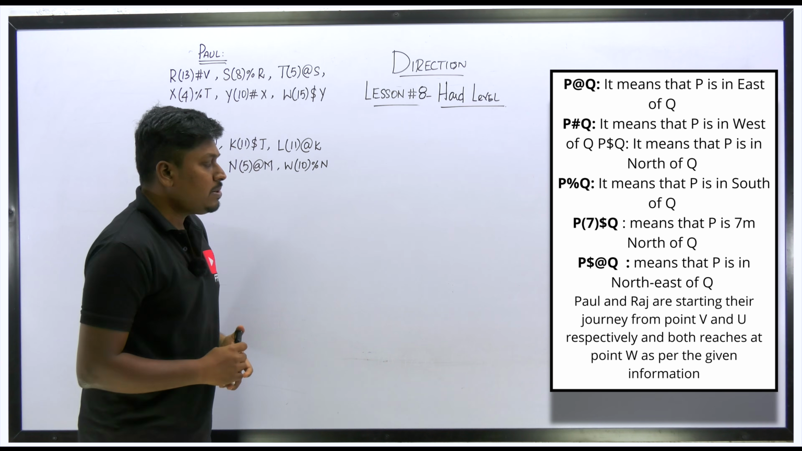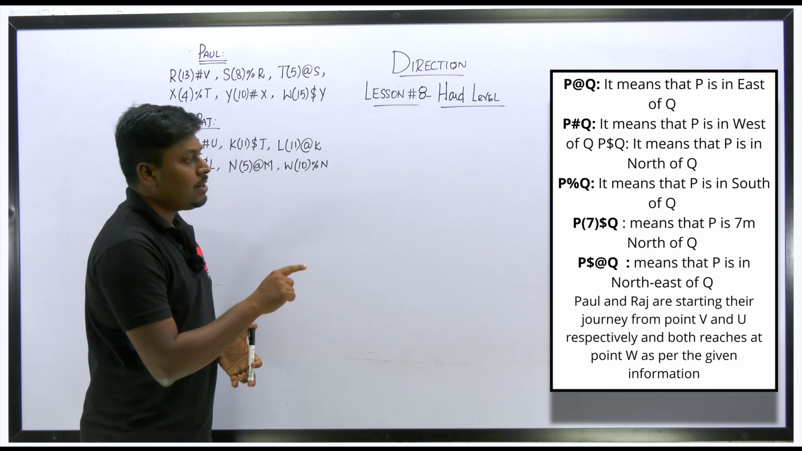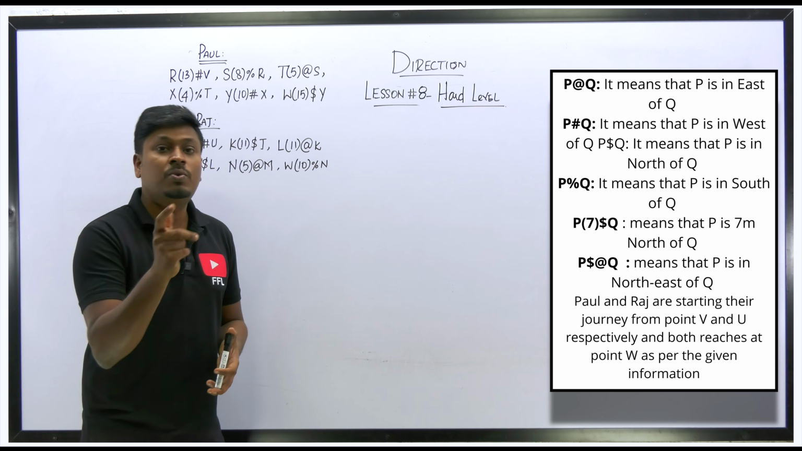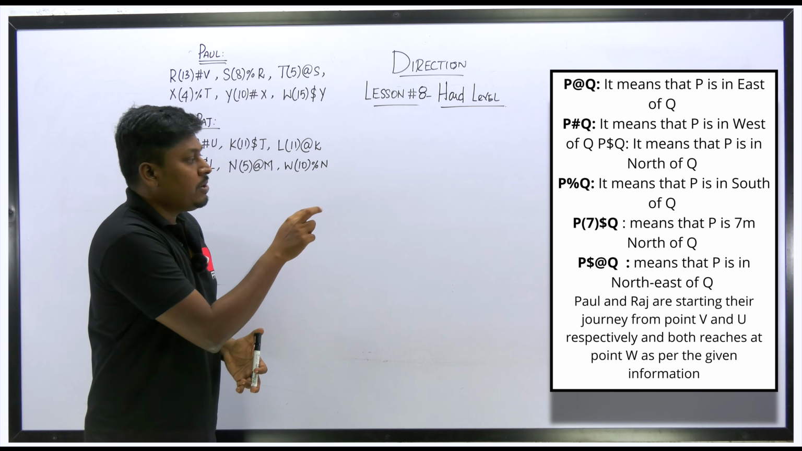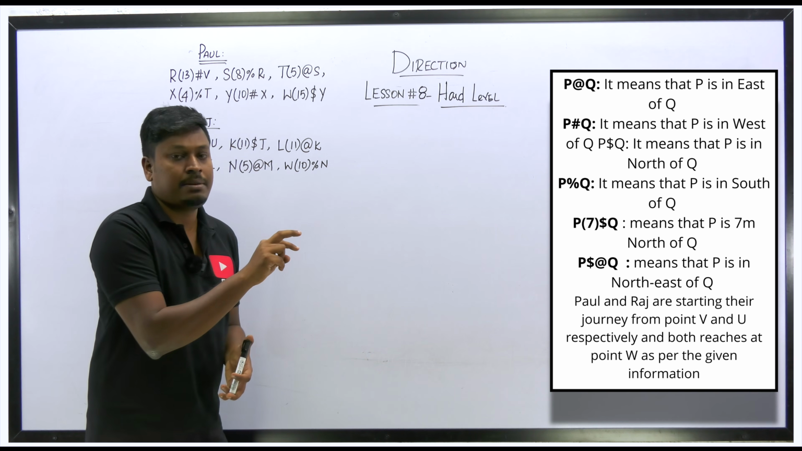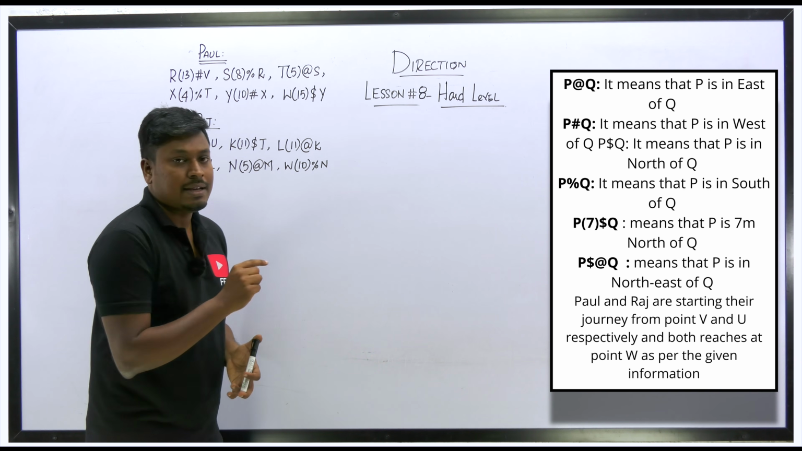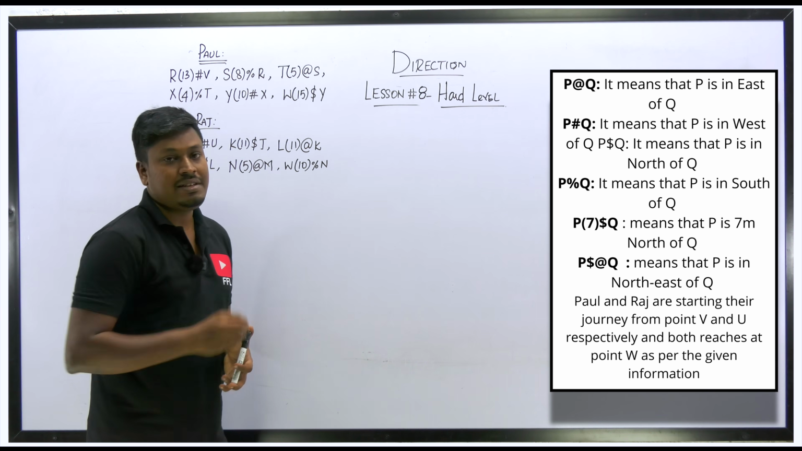Understood? And next point, P $ @ Q. You can see there are two symbols. Between P and Q usually there will be only one symbol. But here you can see that between P and Q there are two symbols. One is dollar and another is at. So which means it is northeast of Q.